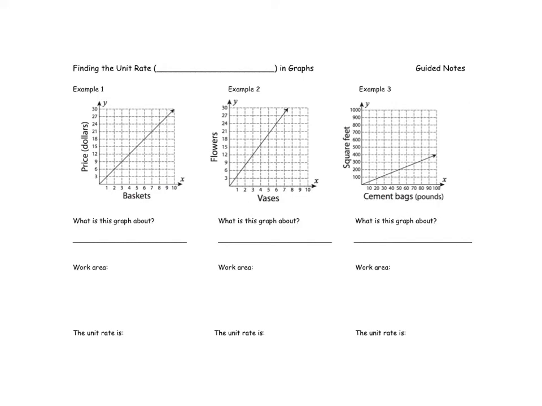Hello, today's lesson is on finding the unit rate in graphs, and this is the guided notes. So you're noticing that there's a blank here, and we can also call it the constant of proportionality, also known as the k-value. So let's write that down.